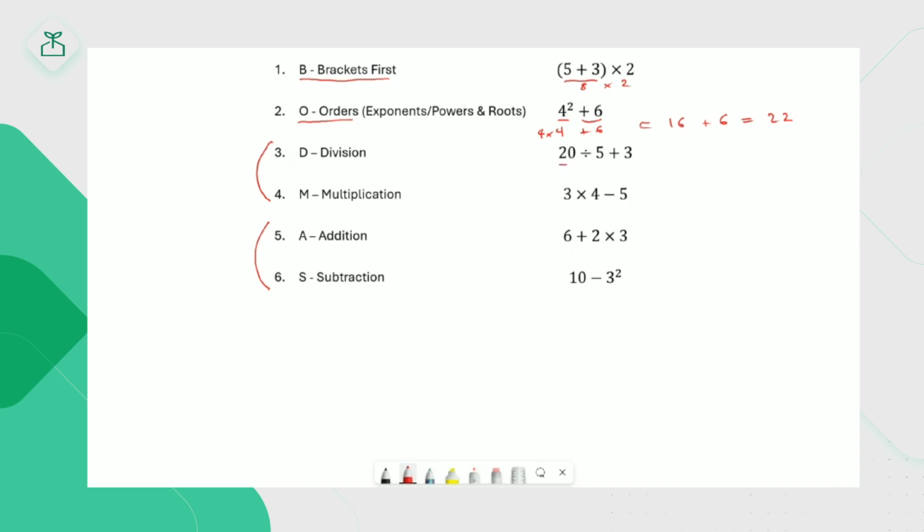So for division, we would do this first, 20 divided by 5, and get 4. Multiplication, we do 3 times 4 before we do the subtraction, and we'd get 12. Addition, we would look at the 2 times 3 first and then do our addition, and here we would do our powers first and then do the subtraction. Okay, so let's quickly look at some examples.